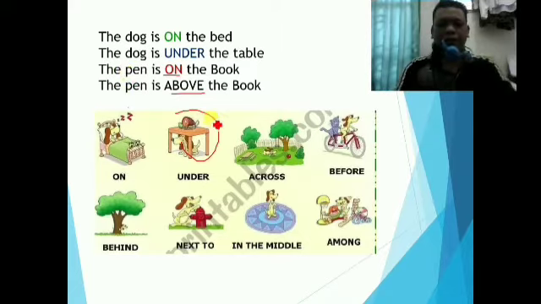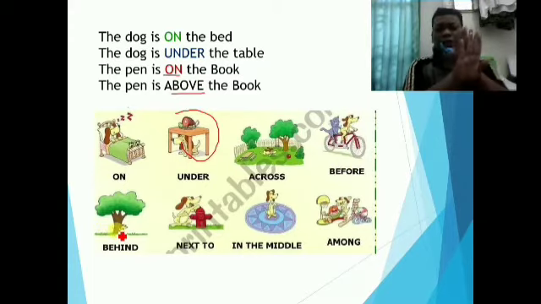Okay, now the next picture, across. Across means berseberangan. Across, the dog is across. Nah, ini menyeberang between the bench and the ball. And then the third example, before berarti sebelum. The cat is before the dog. Berarti kucingnya berada sebelum the dog.